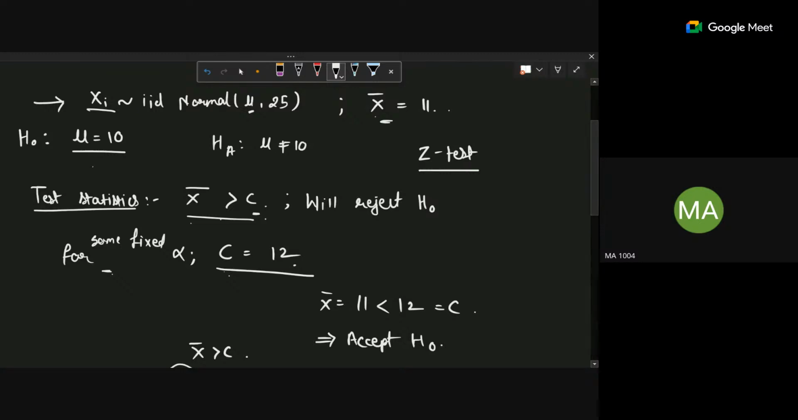Okay, so this was all about the Z test that we studied last week. Now we will study some more tests regarding these things, but in a different manner.